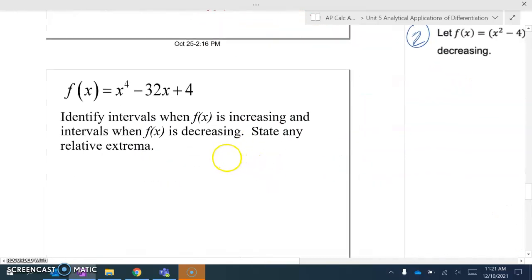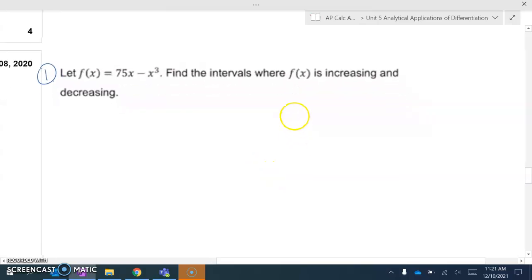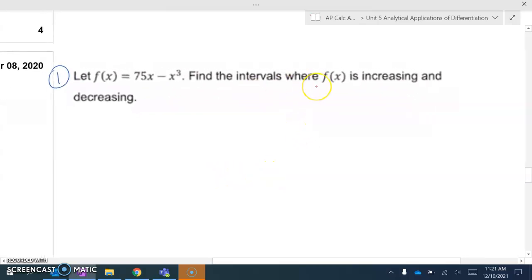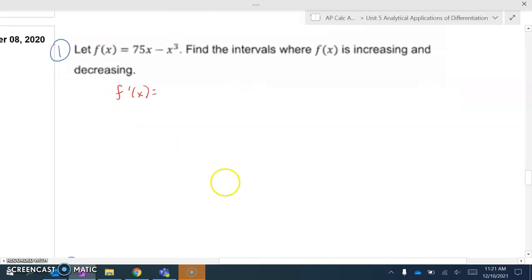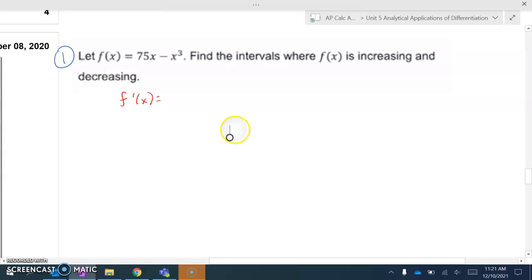I'm going to skip over that one for a second, and I'm going to come over to these side examples here. So this one just purely asks for intervals of increasing and decreasing. So if you want to pause the video and try it on your own, by all means, go for that. Let's find our first derivative. It's not undefined anywhere. Let's set this equal to 0.